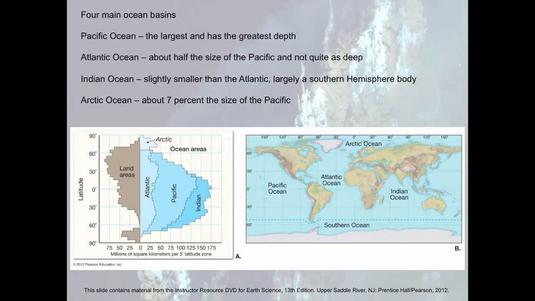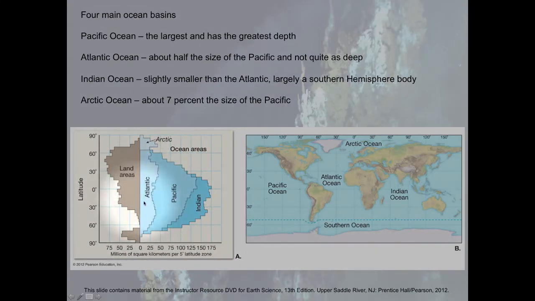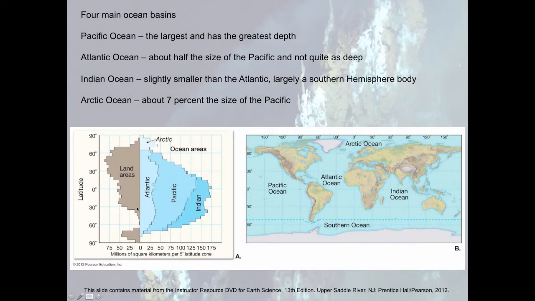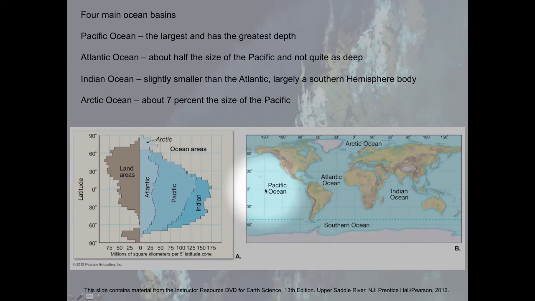There are four main ocean basins. This plot down here is another way of looking at it from a hemispheric perspective. The four main ocean basins on the Earth are the Pacific Ocean, the Atlantic Ocean, the Indian Ocean, and the Arctic Ocean.